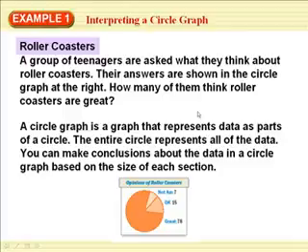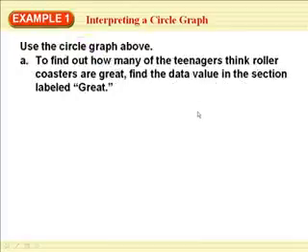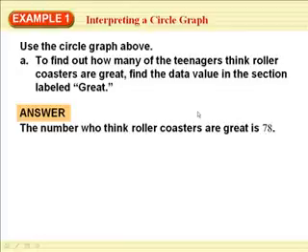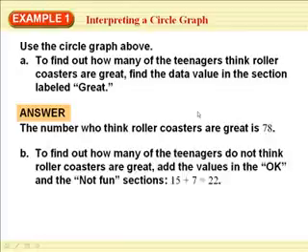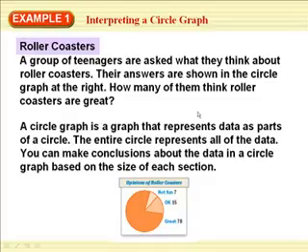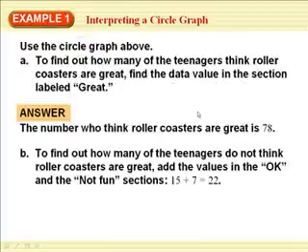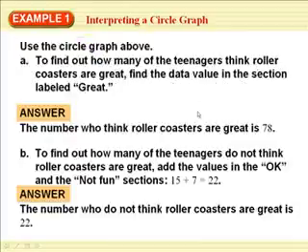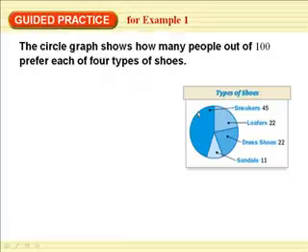So 78 kids thought it was great. And that's what they asked you on that question. To find out how many think it's great, find the data value in the section labeled great. And it's just 78. That's pretty easy. To find out how many of the teenagers do not think roller coasters are great, add the values in the okay and the not so fun. If you go back, the okay and the not so fun are the only ones that don't say great. So 7 plus 15 is 22. So 22 people don't think roller coasters are great.